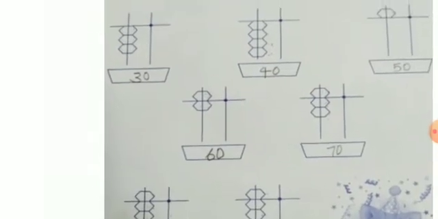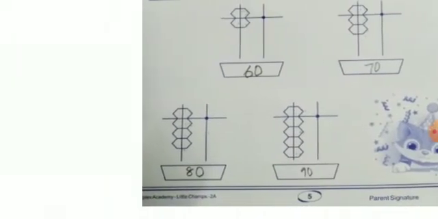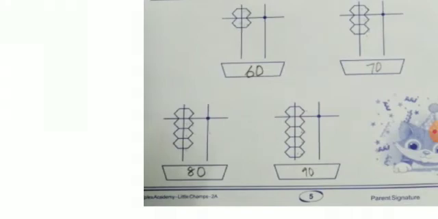And the last exercise of this page, here upper we can see the bead. The value of this upper bead is 50. So we can count like this: 50, then 60, 70, 80 and 90. So the value of this rod is 90. So like that we can do this exercise.